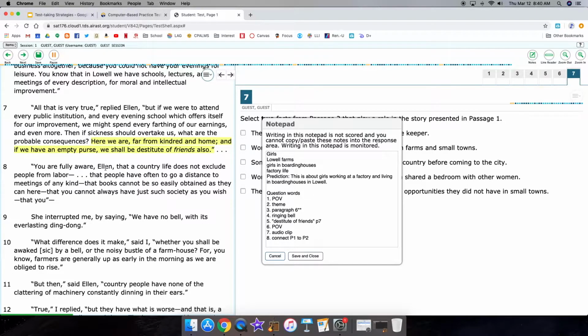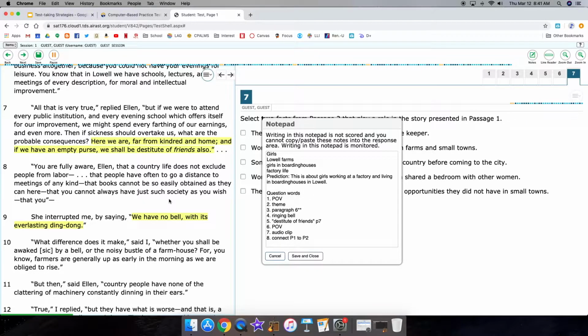Alright, you are fully aware, Ellen, that a country life does not exclude people from labor. That people have often to go a distance to meetings of any kind. That books cannot be so easily obtained as they can here. That you cannot always have just such society as you wish. That you... She interrupted me by saying, we have no bell with its everlasting ding-dong.